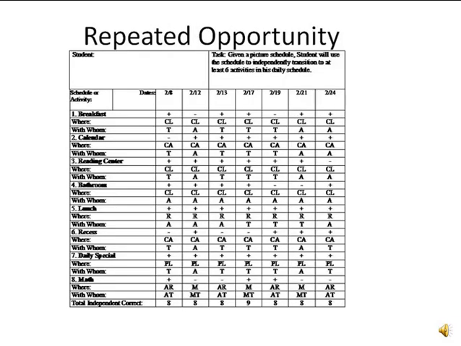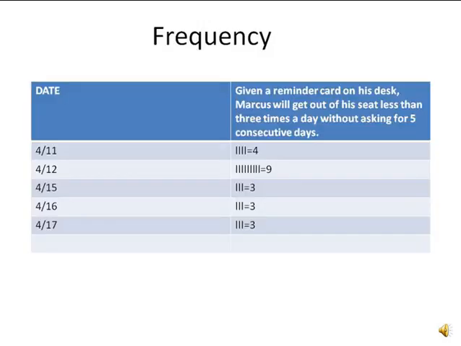For repeated opportunity, these happen throughout the day for the student, and so you can see for this task, the student is using their schedule to transition independently throughout their daily schedule, and so data is recorded as they have the opportunity to transition. For a frequency, we just keep a tally mark or a count of how many times the behavior is performed.